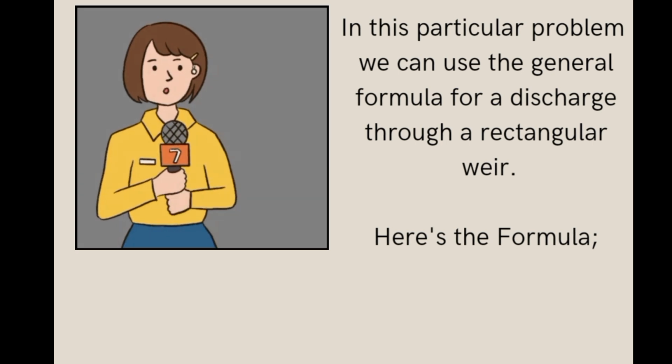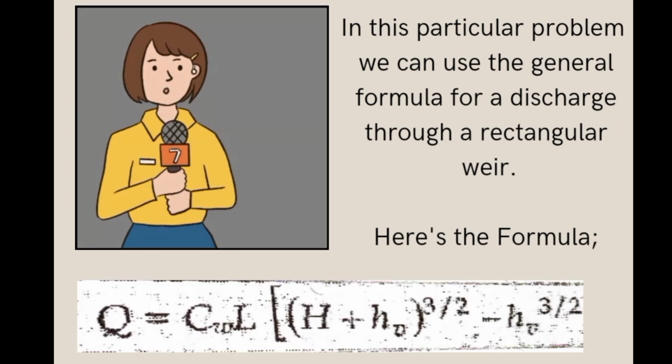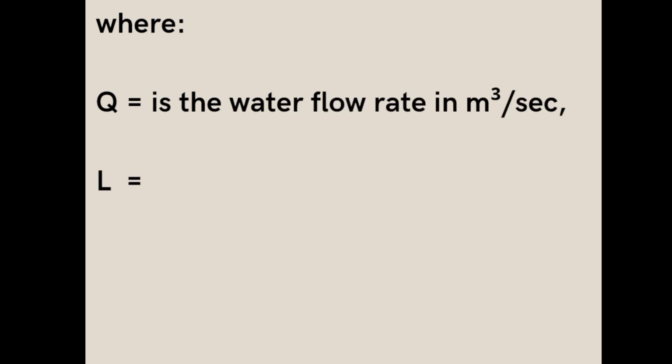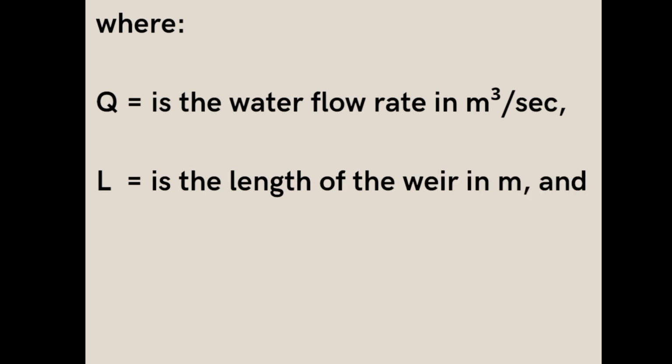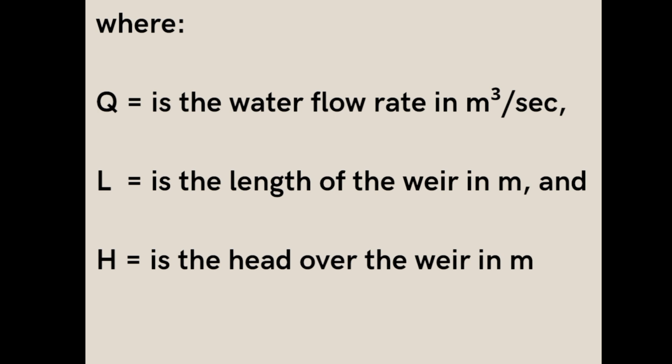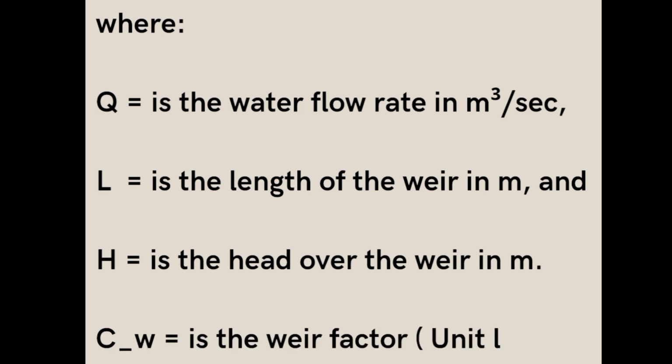In this particular problem, we can use the general formula for a discharge through a rectangular weir. Here's the formula, where Q is the water flow rate in cubic meters per second. L is the length of the weir in meters. And H is the head over the weir in meters. C sub W is the weir factor and it is unitless.